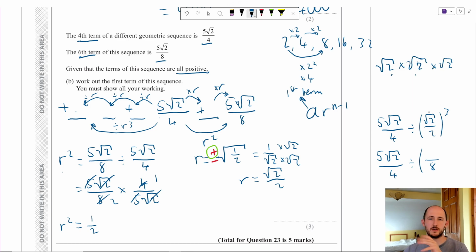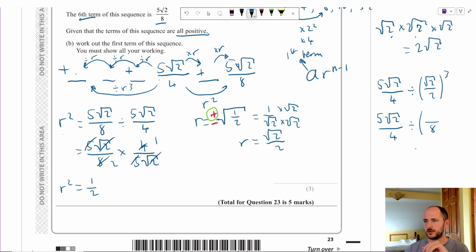Root 2 times root 2 is root 4. Root 4 is 2, so that becomes 2 root 2. Okay? Again, make sure you are able to follow along with this logic. So that becomes 2 root 2. I don't need the brackets anymore. Now we do keep flip change.